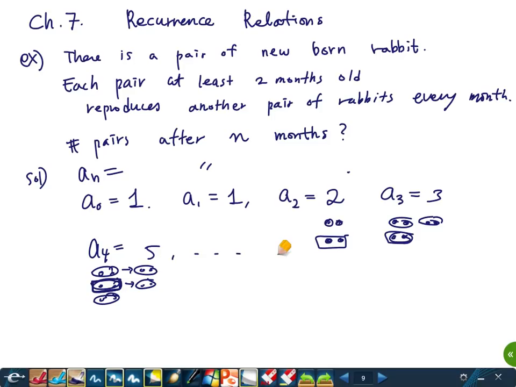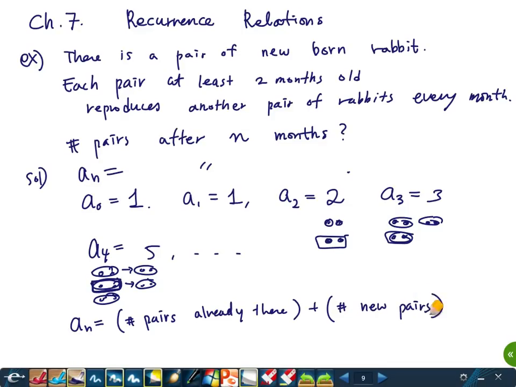And do you see any pattern here? And this is actually a very famous number called a Fibonacci number. And actually, an, you can consider this in the following way. It's the number of pairs already there, let's say. And there will be new pairs, number of new pairs, right? Basically, always the situation is like this. After 1 month, then we have previous pairs, they are still here, and then there will be new pairs, newborn pairs. So we have to add these two numbers.